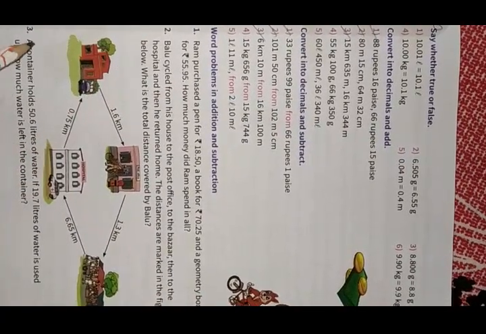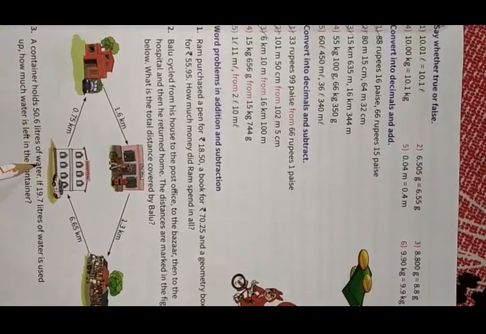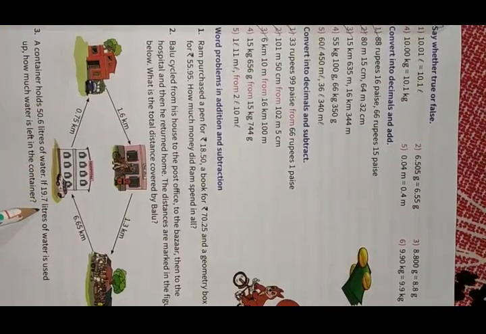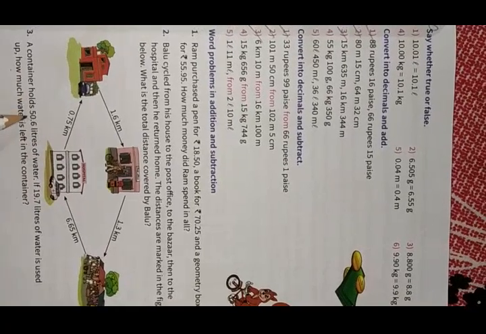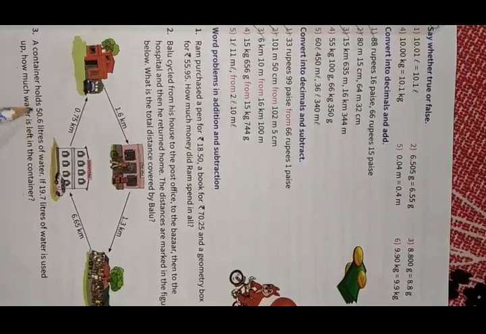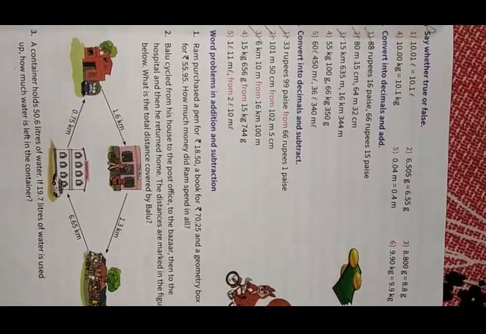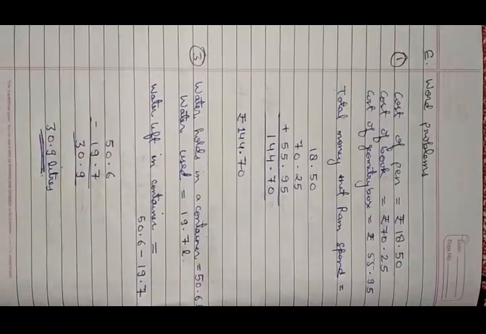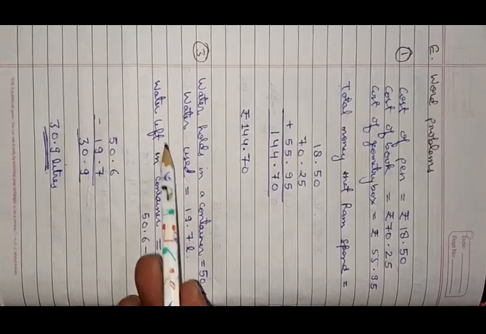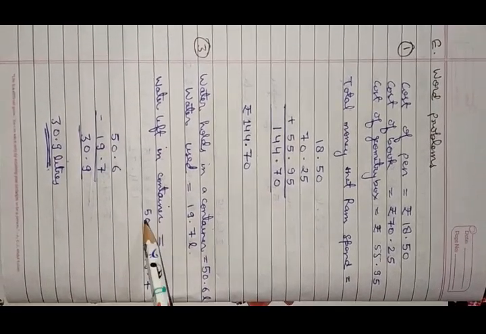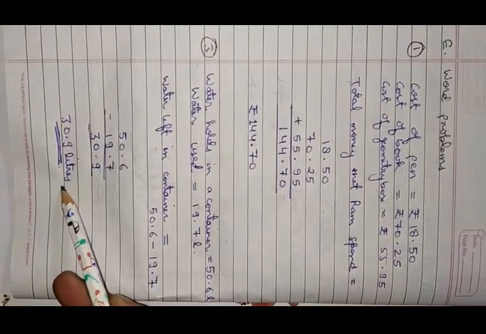Question number 3: a container holds 50.6 liter of water. If 19.7 liters of water is used up, how much water is left in the container? The container holds 50.6 liter of water and 19.7 liter of water is used. So how much water is left in the container? We will subtract these two numbers. So water left in the container is 50.6 minus 19.7, which means 30.9 liters of water is left in the container.